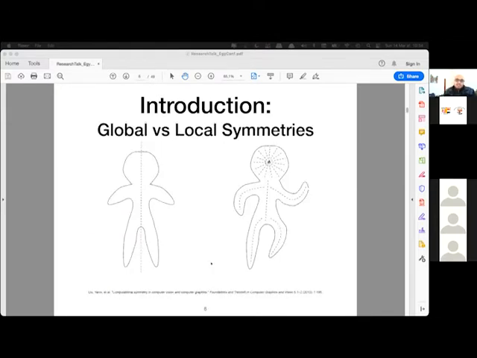Also, when we talk about symmetries, there are two ways we can talk about it. Globally, where all the regions contribute to this kind of symmetry, or we can look at it locally. For example, if we look at the face, we can find a lot of symmetry, on the arms we can find a symmetry, or in the legs, for example.